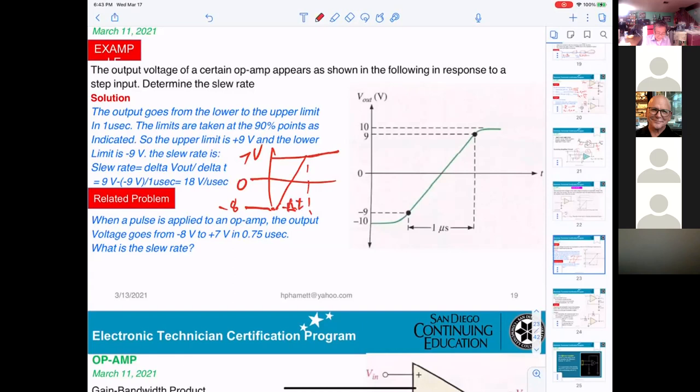Okay? So that's why you can calculate the delta V out. That means 7 minus minus 8. That's why you can get 15 volts. Okay? 15 volts divided by 0.75.